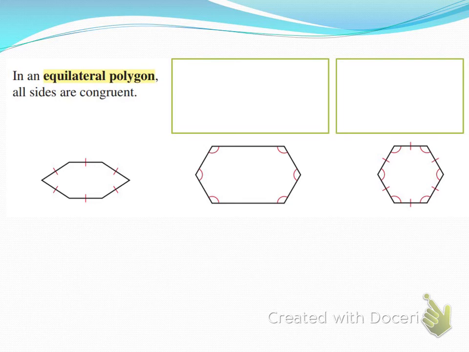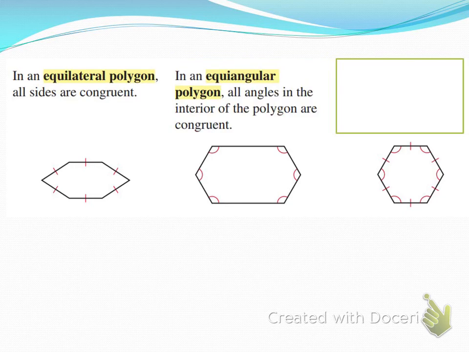In the next picture, all of the angles are the same. So what do we call a shape with all the angles being the same? Equiangular. Good. The last one is the new word, and it's the one you need to know. And we're going to highlight it here in a second.